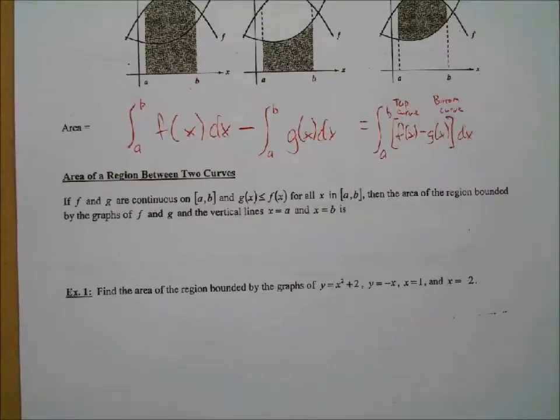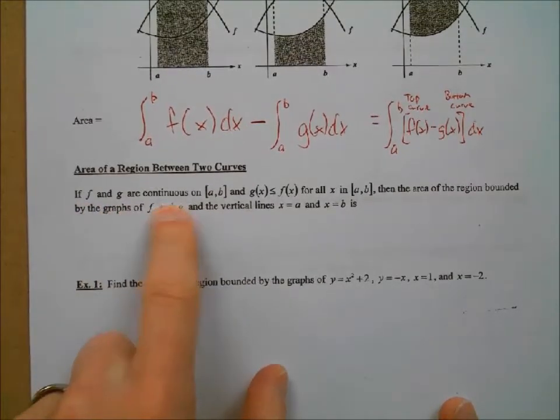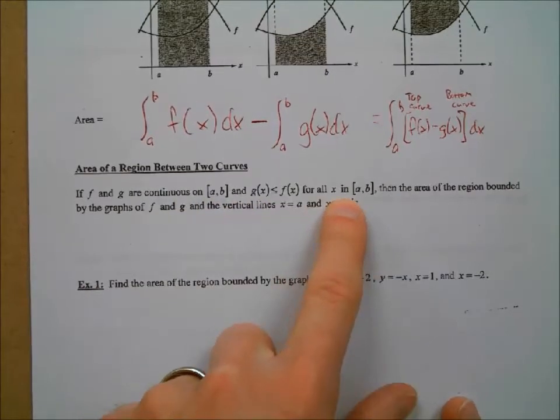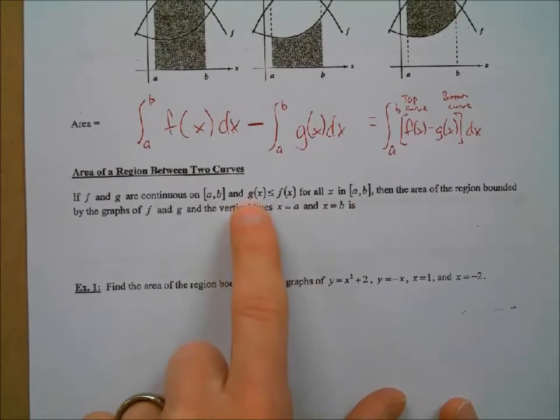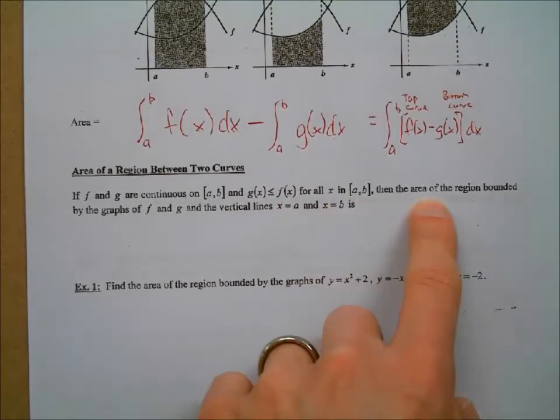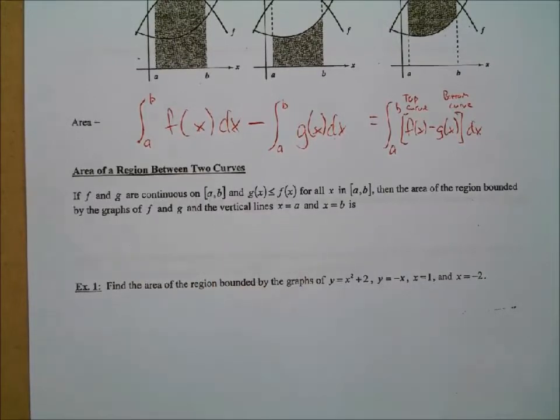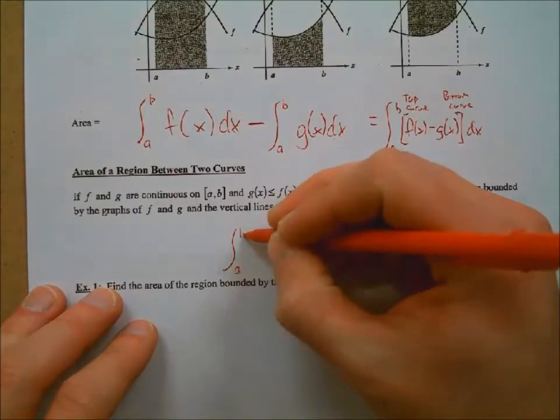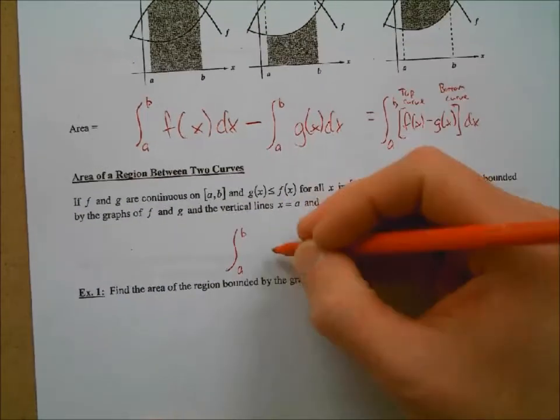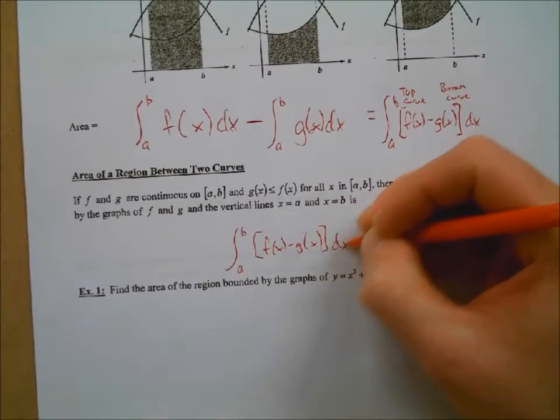So then, definition-wise, here it is officially stated: if f and g are continuous on the interval from a to b, and g of x is less than or equal to f of x for all x in [a, b]. So here's that key thing again. If g is always less than or equal to f of x for all x in [a, b], then the area of the region bounded by the graphs of f and g and the vertical lines x equals a and x equals b is exactly what we just talked about: the integral from a to b of, again, f is always going to be greater than g, so it'll be f of x minus g of x dx.